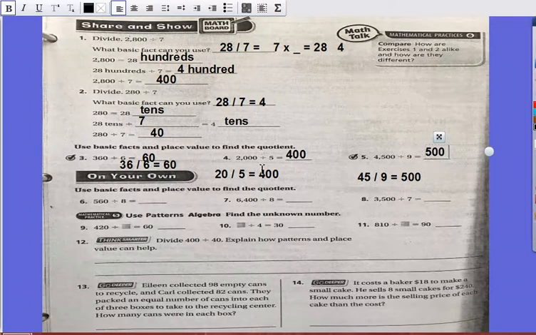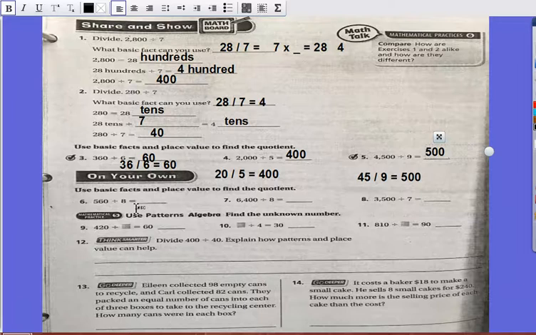Alright, same thing here. You're just using basic facts and place value to find the quotient. So I'm just going to go through these and I want you to check your answers. Pause the video, see if you can do them by yourself, and then watch the video from there.